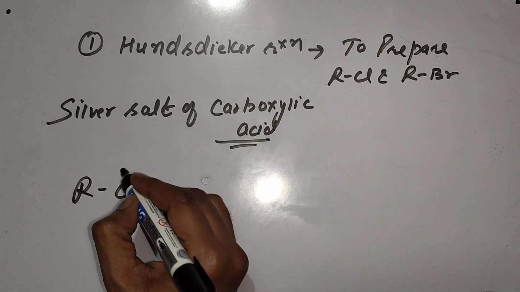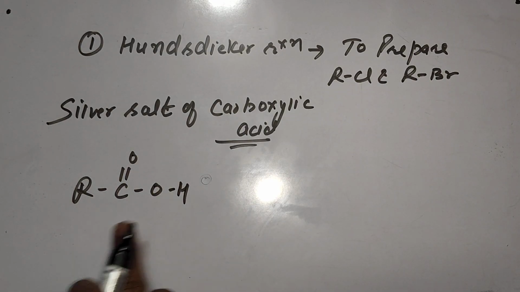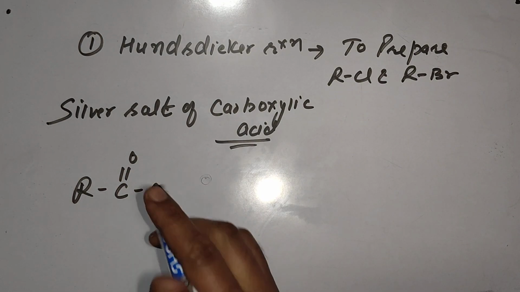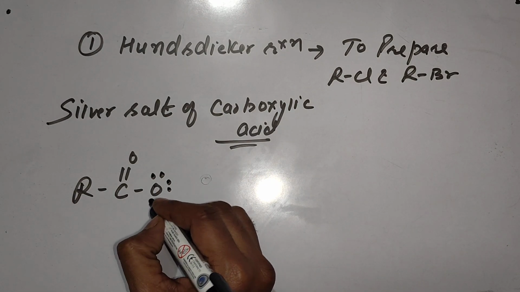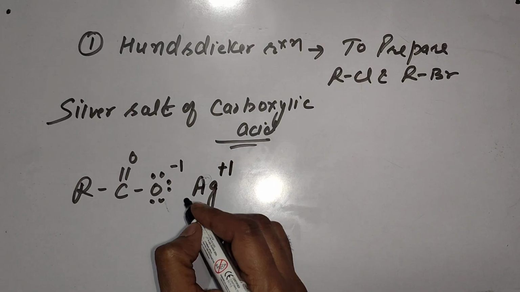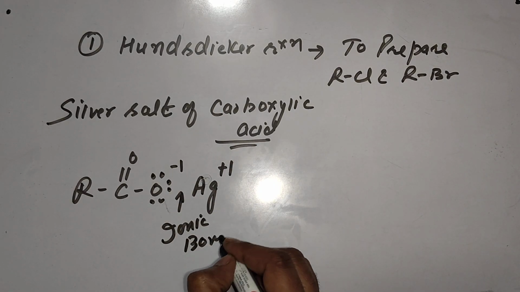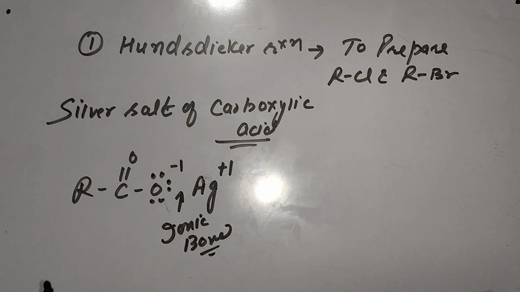What is the meaning of silver salt of carboxylic acid? This is the general formula of carboxylic acid. Now at the place of hydrogen, if we have silver with us, between oxygen and silver there will be an ionic bond. This is known as silver salt of carboxylic acid.